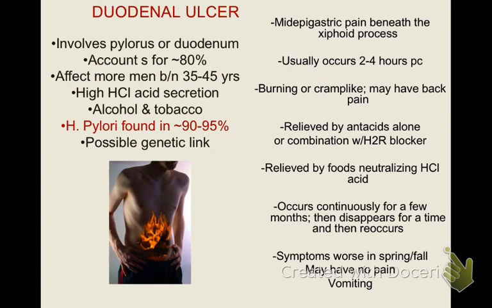All right, so your duodenal ulcers. These are going to be lower down, either in the pylorus or the duodenum, which is your small intestine. And 80% of peptic ulcers are duodenal ulcers. They affect more men between the ages of 35 and 45 years old. They're associated with a high hydrochloric acid secretion, which is usually from alcohol and tobacco. And with the duodenal ulcers, H. pylori is found in 90 to 95% of the cases. And there's a possible genetic link.